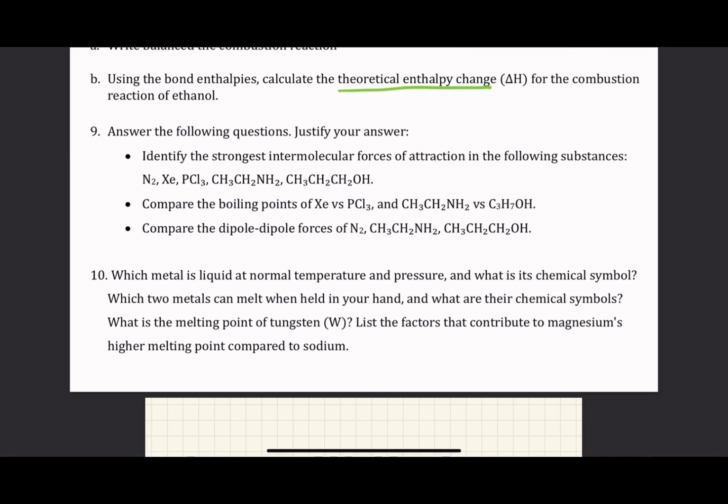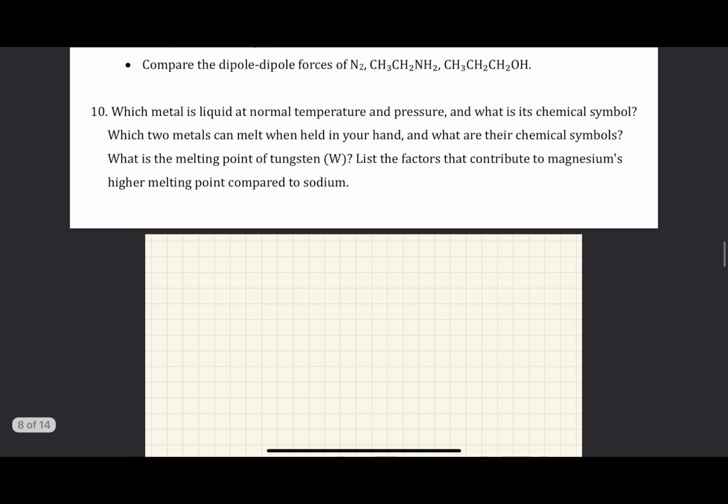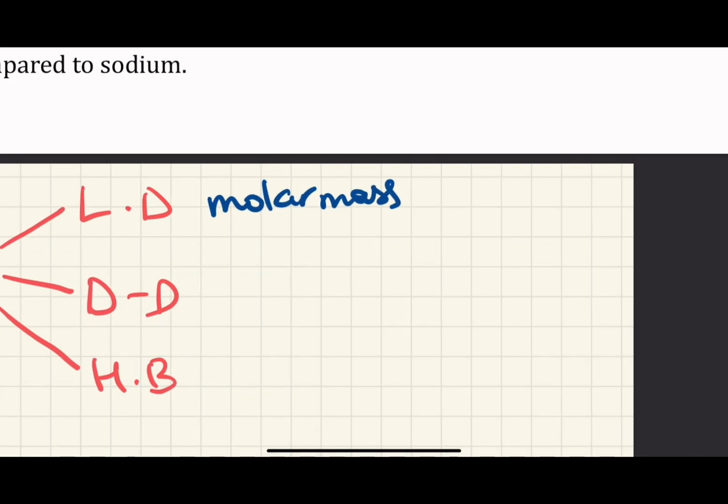Now in question 9, we need to talk about the intermolecular forces. Before we go into them, I'm going to go quickly over them. Intermolecular forces were 3 of them: London dispersion, dipole, and hydrogen bonding. London dispersion had to do with molar mass. For example, if we want to compare H2 with N2, we know that the molar mass of N2 is higher, so the London dispersion is going to be higher in N2.